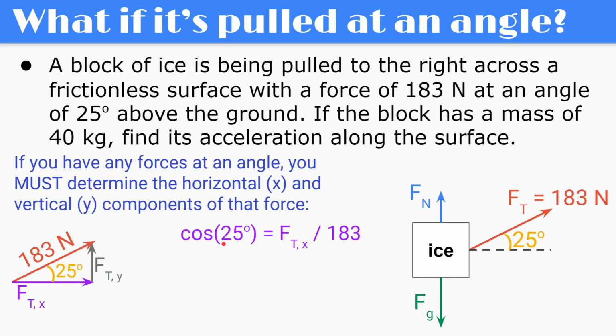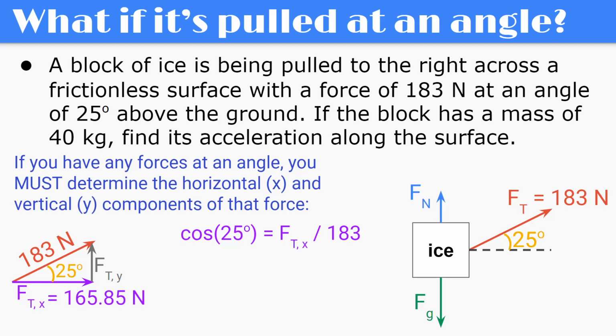If I were you, I would make sure that you can type that in your calculator, okay? Make sure you know where all the buttons are. But 183 times cosine 25 is equal to 165.85 newtons. Okay, I added it to my diagram, so it's down there at the bottom. 165.85 newtons.